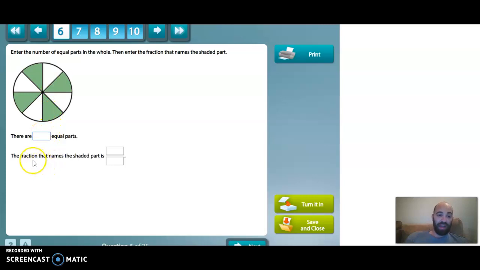All right, now the fraction. What is a fraction that names the shaded parts, the green parts? Out of... Think about your numerator, Captain Numerator, and Dr. Denominator.